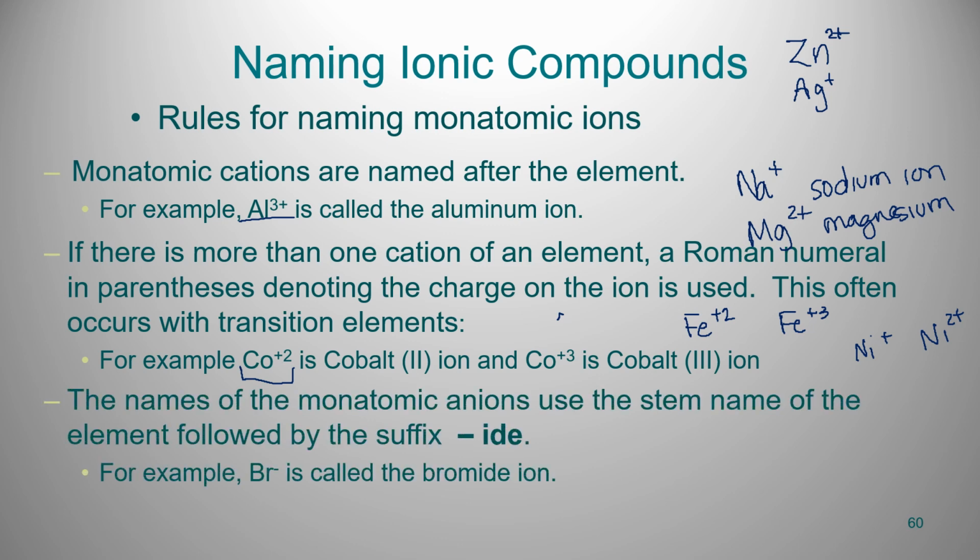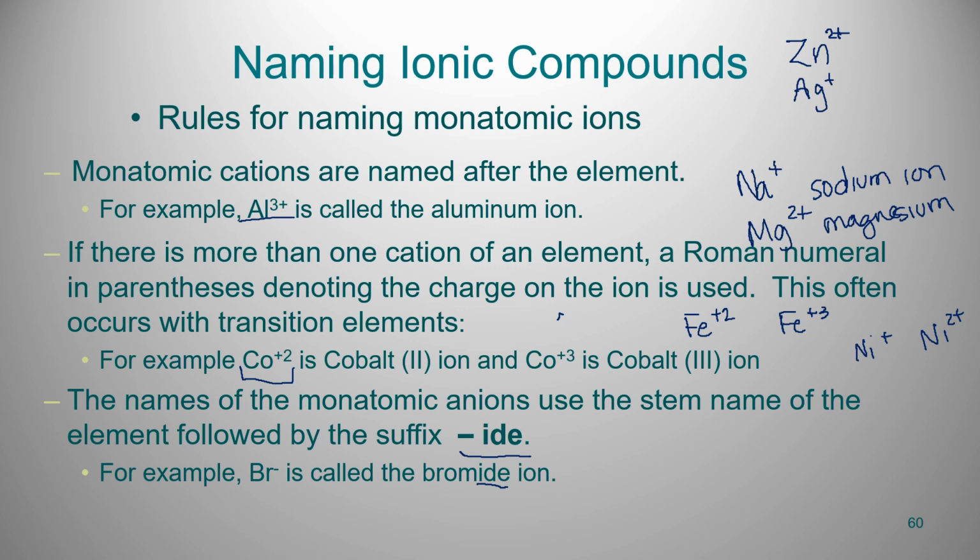Now, the negative ions get changed. So, these positive ions are just called by, so either aluminum ion or cobalt 2 ion, cobalt 3 ion. The negative ions get changed. The stem or the suffix gets changed to IDE. And you're kind of familiar with that already, but, so Br negative is bromine. The element is bromine, but the ion is bromide. So it gets changed to the IDE.